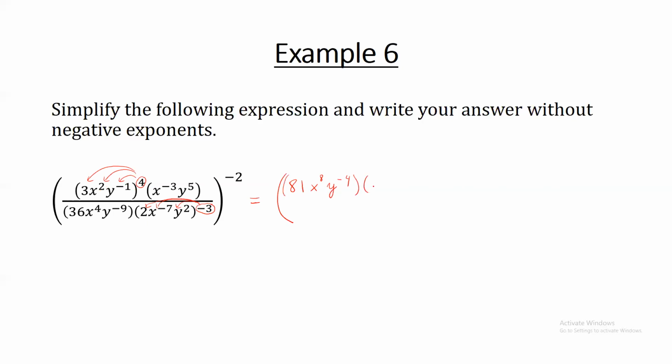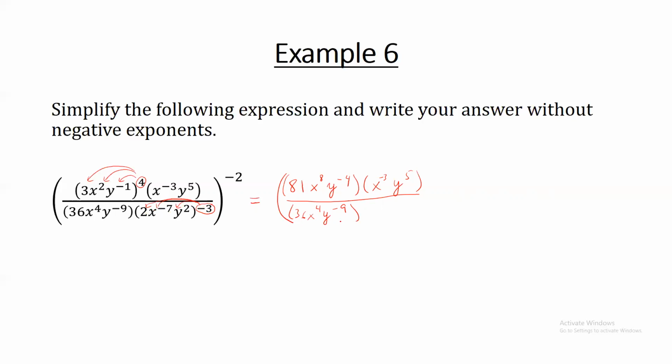We will leave the next expression intact. X to the -3, y to the 5th, all over 36x to the 4th, y to the -9, and distributing the -3.